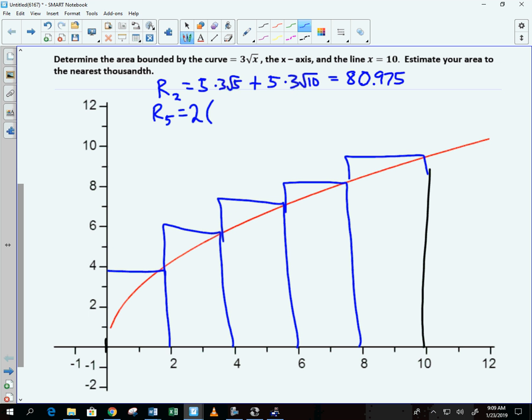What will you plug in to get your first height? Yeah, you'll plug in 2, and you get 3 roots of 2. What do you plug in to get your next height? Yep, 3 roots of 4. What do you plug in to get your next height? You got 3 roots of 6, 3 roots of 8, and 3 roots of 10.